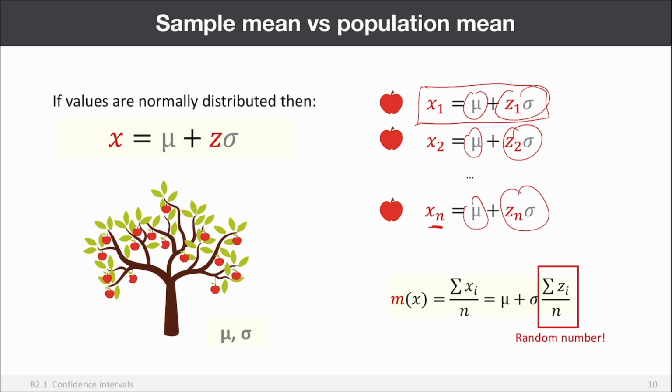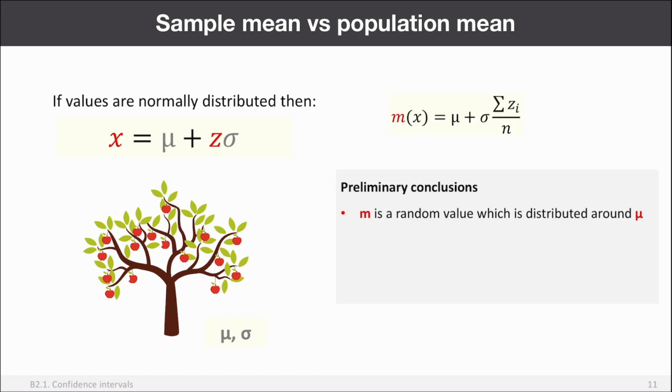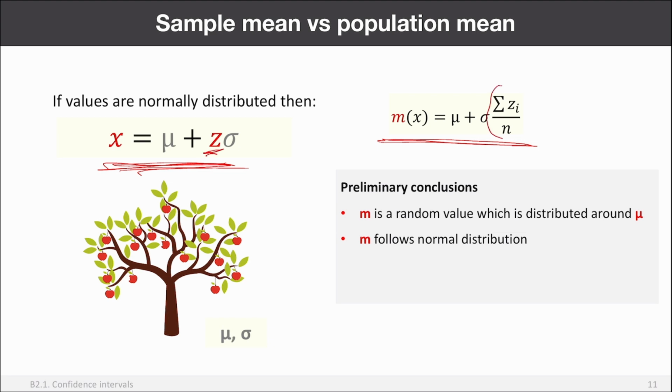Right? So this is a random number. So the average of your sample varies randomly around the average of your population, and this is the magnitude of this variation. So let's discuss this magnitude of this variation. So the average of your sample is a random value which is distributed around the average of your population. It follows normal distribution. You can see a very clear link, except instead of a single z here, you have an average z.